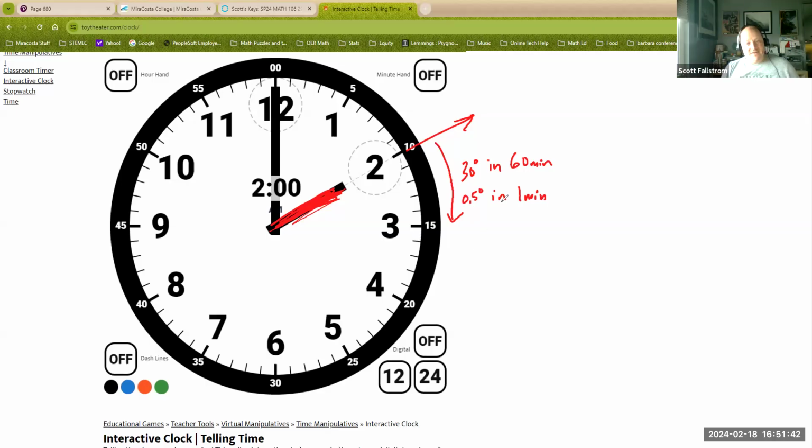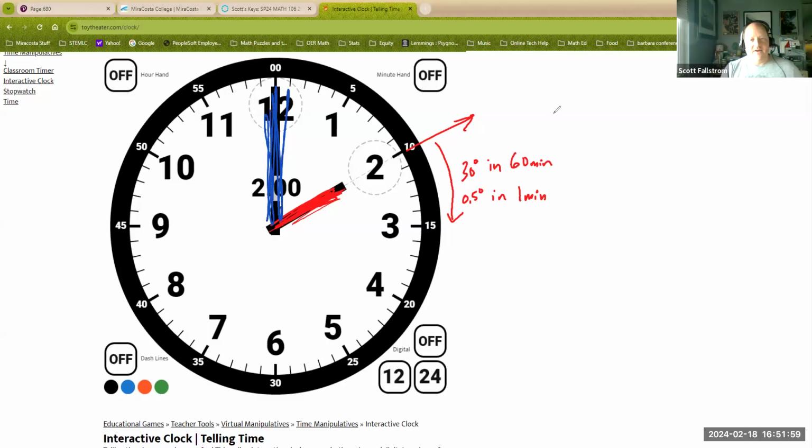So after 20 minutes, you know exactly where it is. After 30 minutes, you know exactly how far it's gone. After 30 minutes, that's half of this time, it'd go 15 degrees. That's for the hour hand. Now let's take a look at the minute hand. And we're going to have to do a little bit of math here. There's the minute hand.